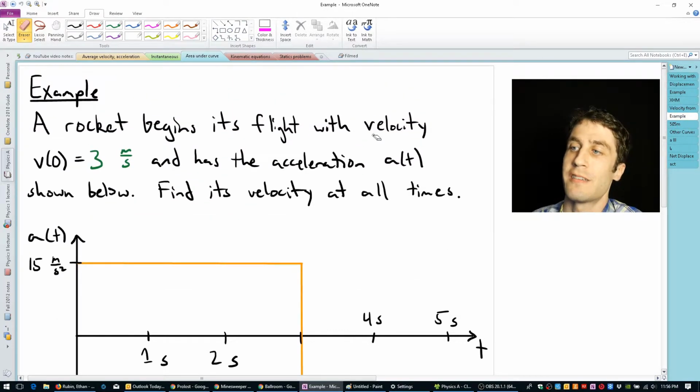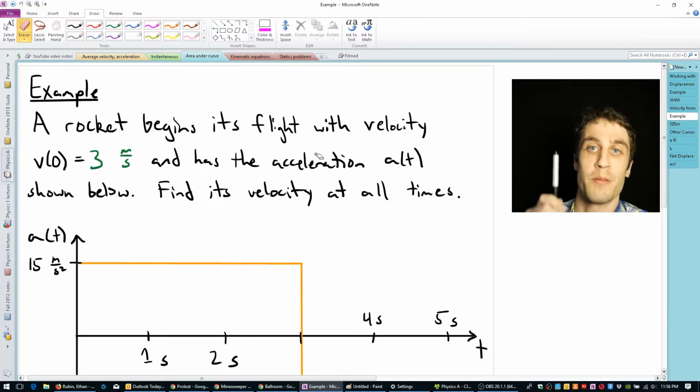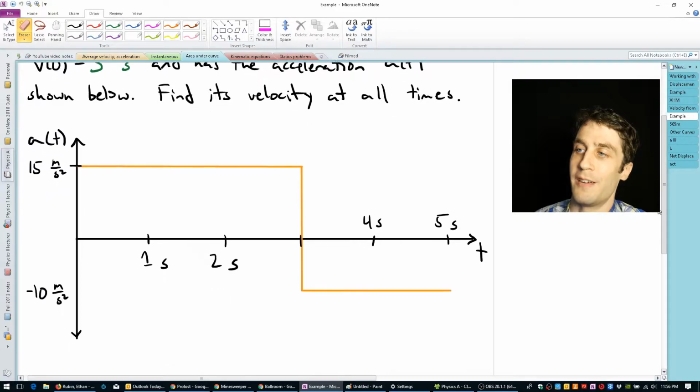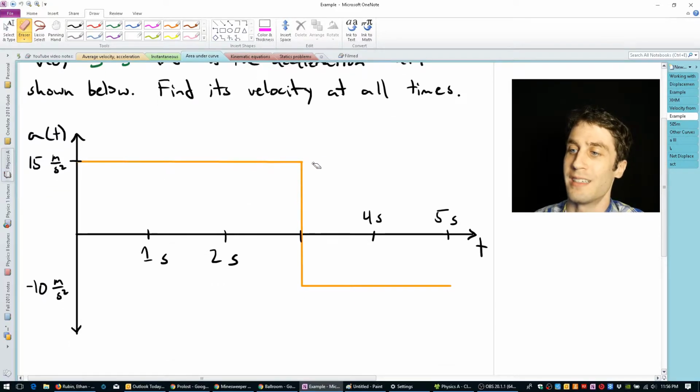All right, here's an example. A rocket begins its flight with velocity v0 equals 3 meters per second. We'll say it's moving upwards. This is a little bit interesting. It's already moving upwards at the start of the problem. And has acceleration a of t shown below. So all you're given is this graph of acceleration versus time. I'd like you to find its velocity at all times. It's not entirely clear from the problem statement, but I really mean find its velocity at 1 second, 2 seconds, 3 seconds, 4 seconds, and 5 seconds.